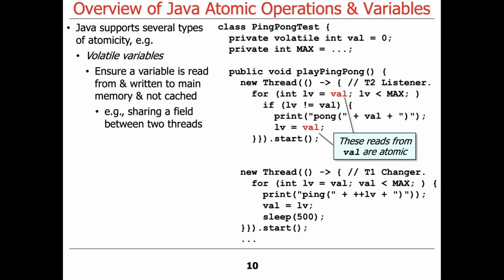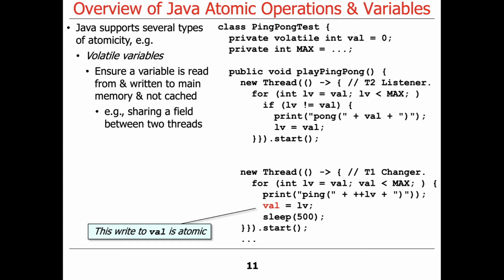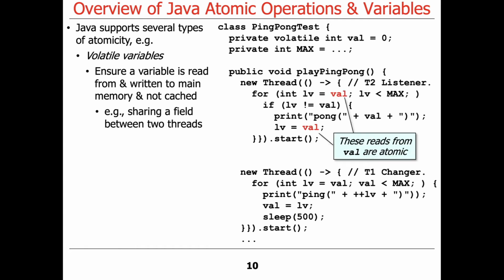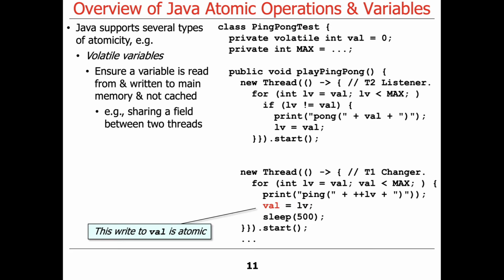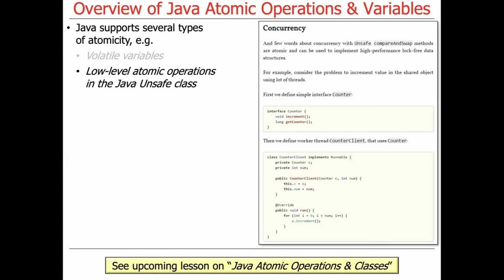As you can see here, this particular thread is inside the play ping pong method. This first thread, let's call it thread T2, is the listener thread. It is going to be reading from val atomically. We have a loop where we read the value of val and assign it to the loop variable, LV. Just keep that in mind: those are atomic reads. Here's thread T1. This is the changer thread. So T2 is the listener or reader thread, and T1 is the changer or writer thread. And this will write the value LV, which is the loop counter, to val.